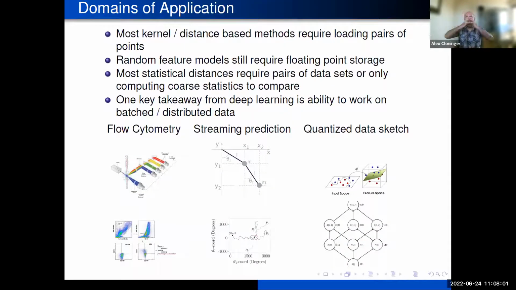Domains of application that I'm thinking about are, like I said, most kernel distance methods require loading pairs of points. We're going to say, all right, can't do that here. Many random feature space models to get around this require floating point storage. Maybe that type of storage isn't conducive in a memory limited environment. And so what I want to think about is how to get around a lot of these problems in various disciplines, let's say.